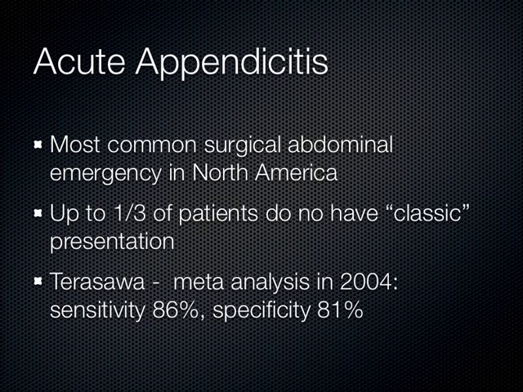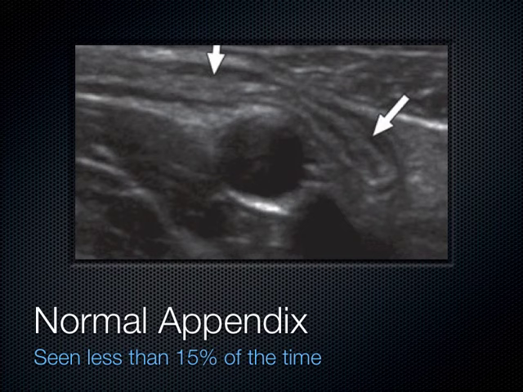Now, if we could get good with ultrasound, though, and see a true appendicitis on ultrasound, we could avoid the need for a CT scan, and especially in a younger patient. The average age of somebody who gets appendicitis is 27 years old. So Terasawa, the author, did a meta-analysis a long time ago, 6 years ago, back when the ultrasound machines weren't as good, and found that in the hands of radiology, ultrasound had a sensitivity of 86% and a specificity of 81%. The reason for its low specificity is because we never see this on ultrasound.